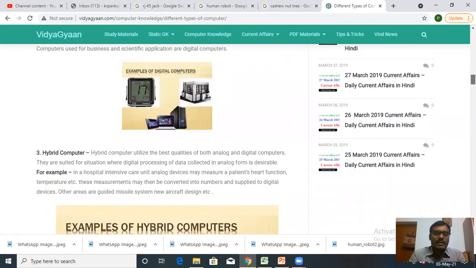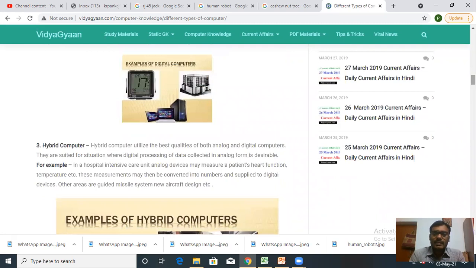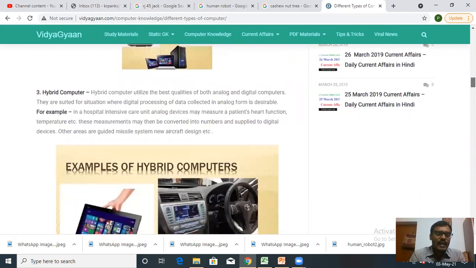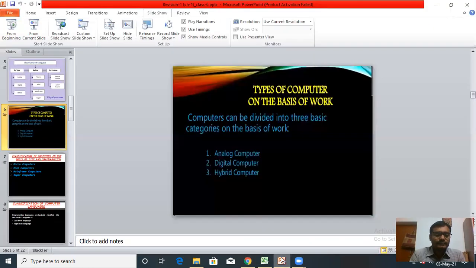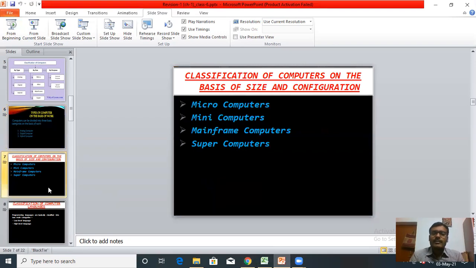Now, blood pressure machines, digital blood pressure machines, are also an example of hybrid computers. Now coming to the next topic, children: classification of computers on the basis of size and configuration. It is of the following four types: microcomputers, mini computers, mainframe computers, and supercomputers.